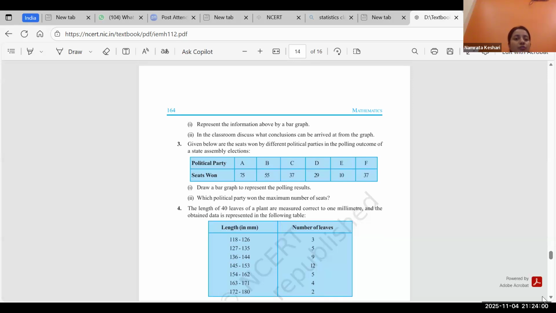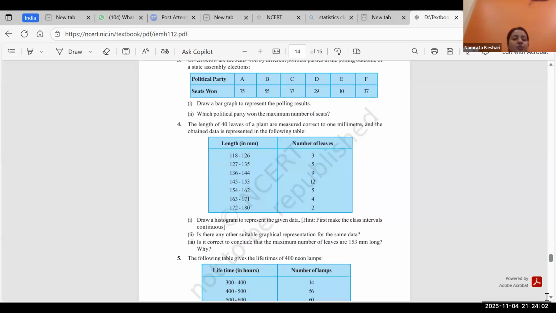Question number 4, which we did just now, says draw a histogram to represent the given data. We made the class interval continuous and we have created the histogram. Is there any other suitable graphical representation for the same? Yes, we can draw a frequency polygon for the same data.